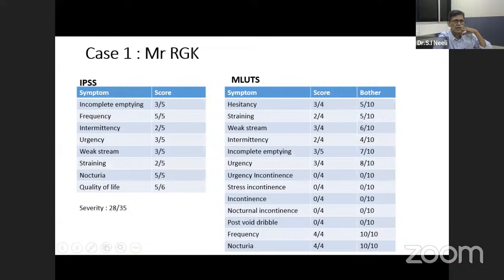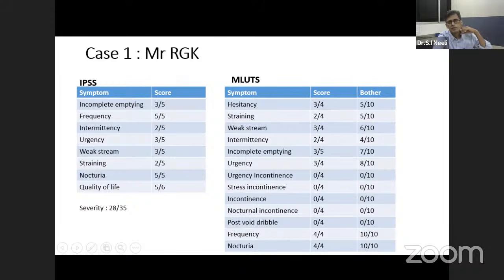Now, on IPSS scoring, he has a score of 28/35. That means he was severely affected. He has severe symptoms. His predominant symptom was frequency and nocturia, which were most bothersome for him.